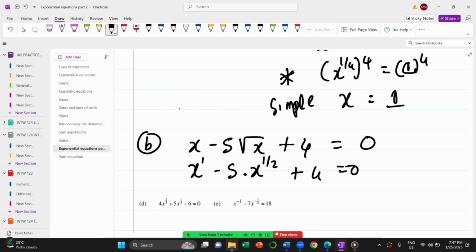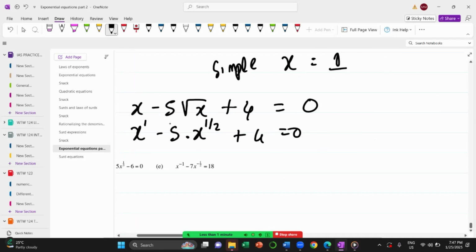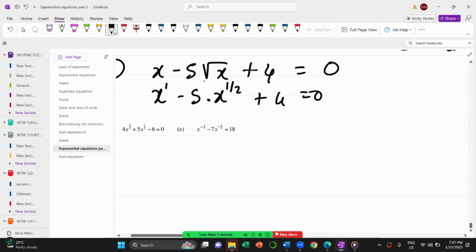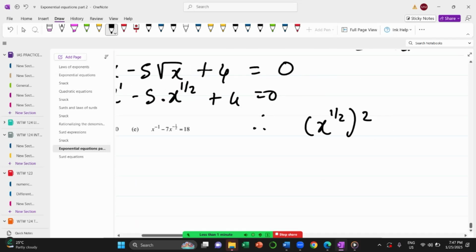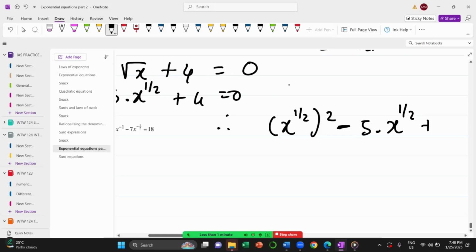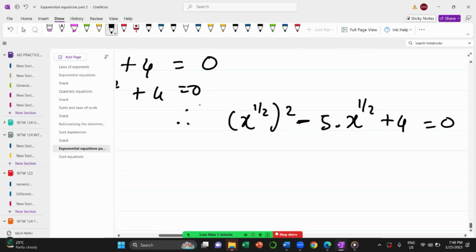What is the smallest exponent here? 1 over 2. The smallest is 1 over 2, right? So I'm going to write the largest as 1 over 2 times something. So the largest is 1. So 1 is equal to 1 over 2 times what? Times 2. Therefore, this problem is just x to the exponent of 1 over 2, all to the exponent of 2, minus 5 times x to the exponent of 1 over 2, plus 4, all equal to 0.